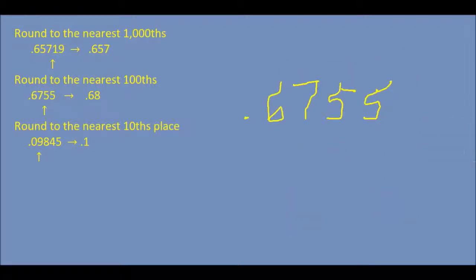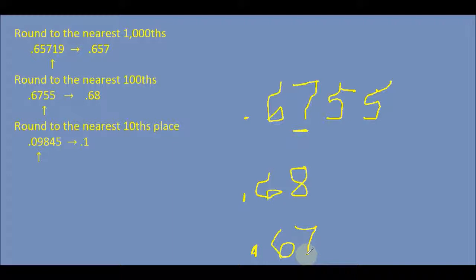So let's do the next one, 0.6755, and we're going to round to the nearest hundredths place. Here is the hundredths place. I like to call it the penny spot, because I'm thinking about money. This is 67 cents. So it's 0.6755. What's that closer to? Because we're rounding to the nearest penny. Is it closer to 68 cents, or is it closer to 67 cents?